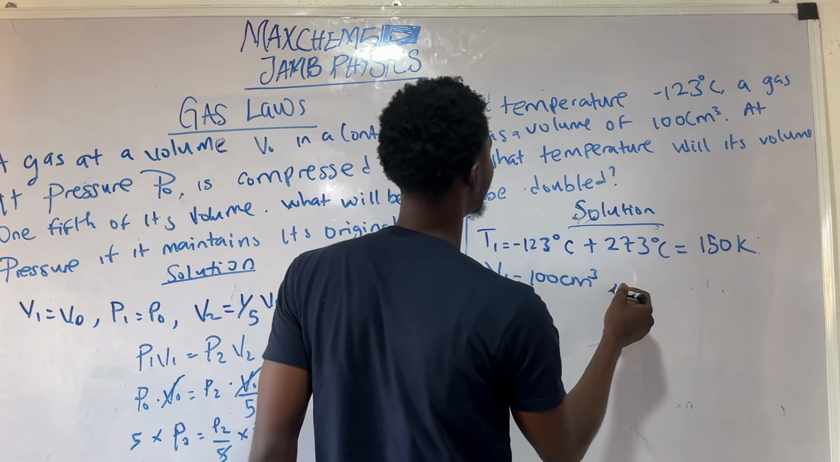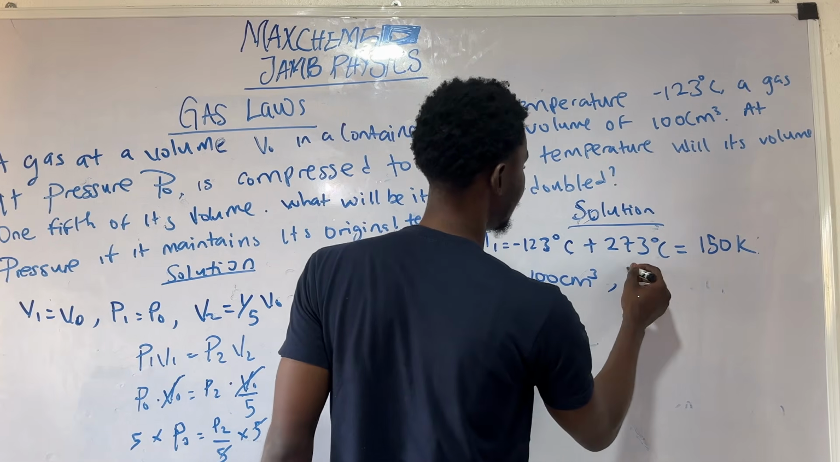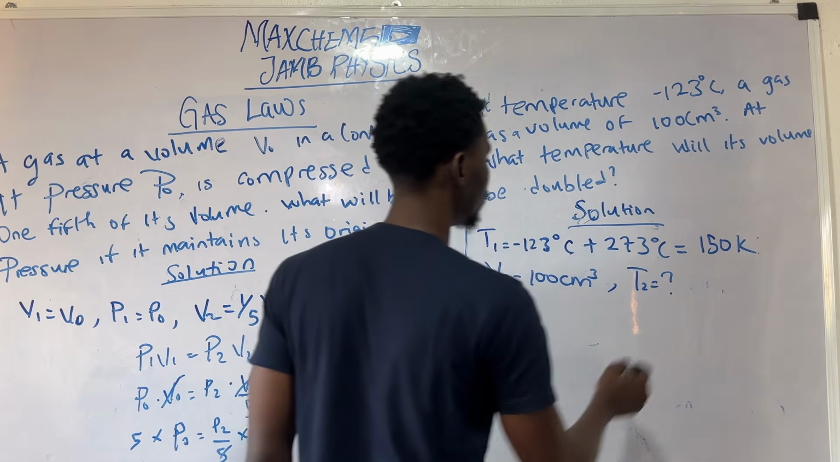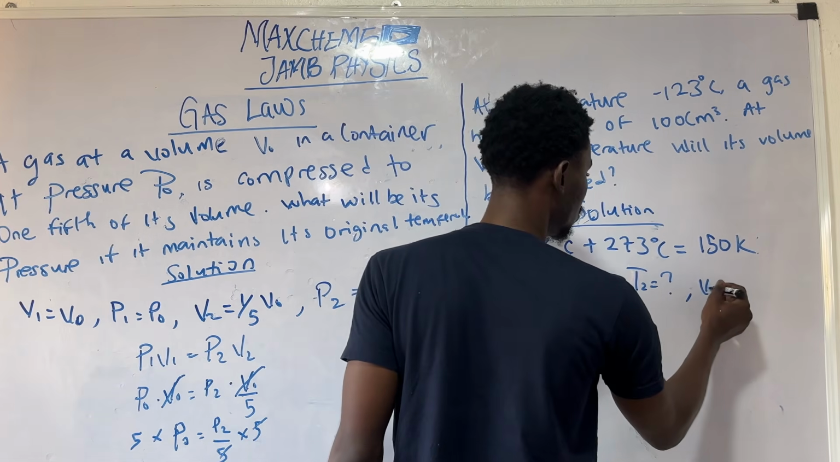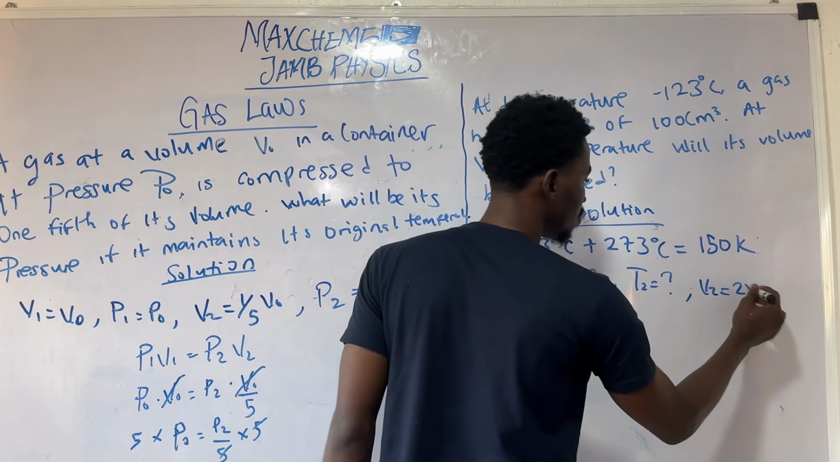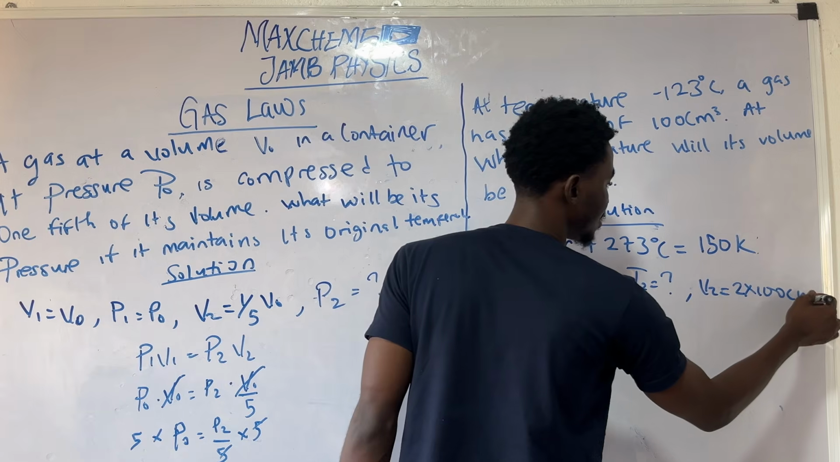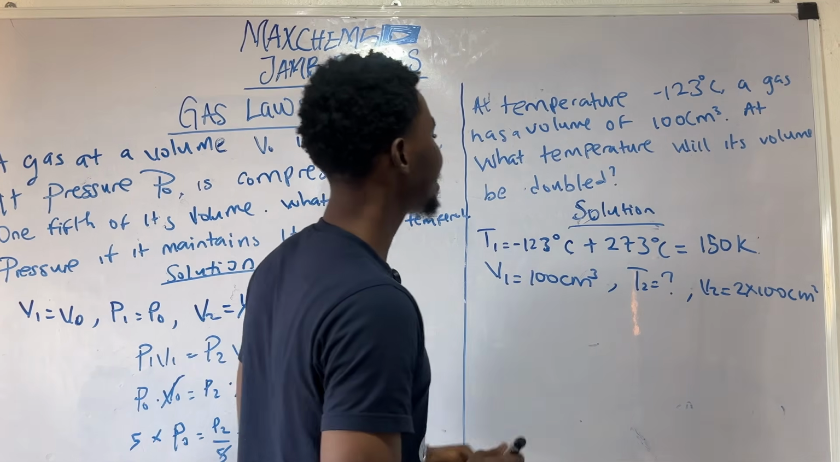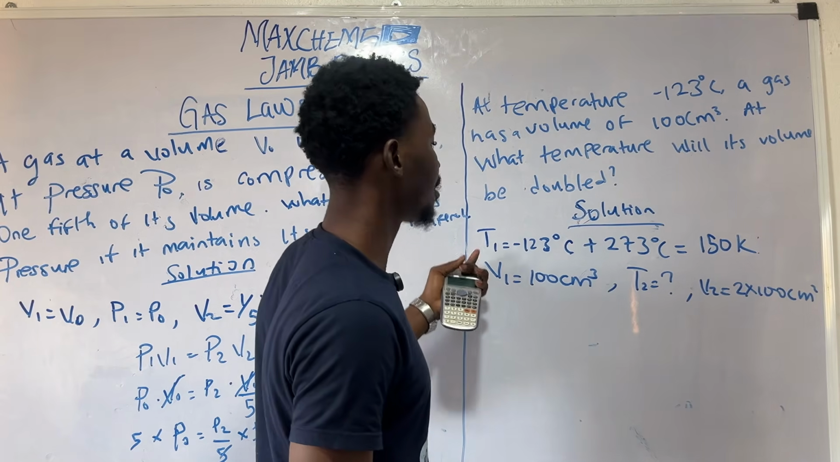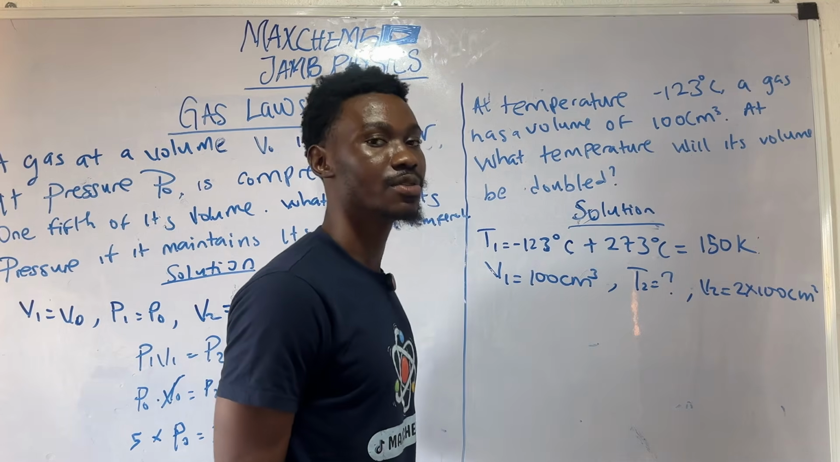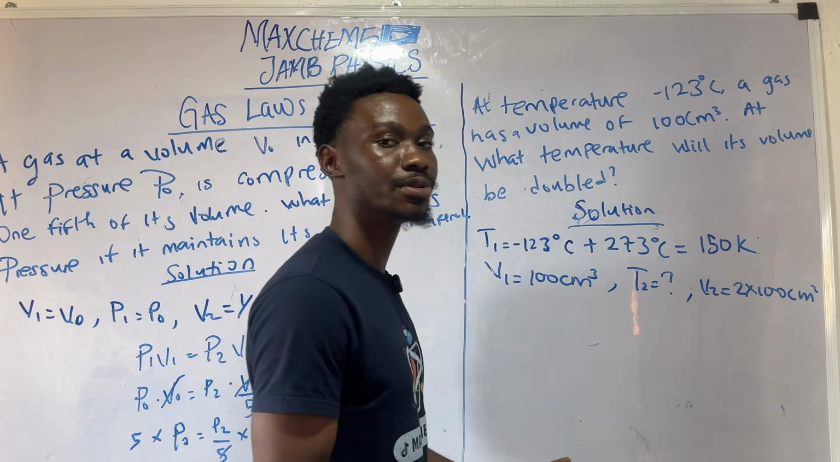So at what temperature? They want us to find T2. Would its volume be doubled? That means V2 automatically is doubled, twice of this. So we have 2 times 100 centimeter cube. So we are looking for T2. And now, the case where we have varying temperature and varying volume, where the pressure is kept constant, we know that is a case for Charles' law.